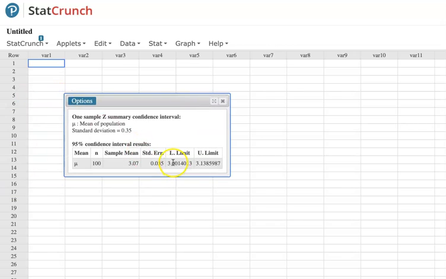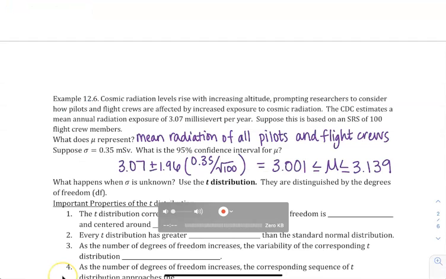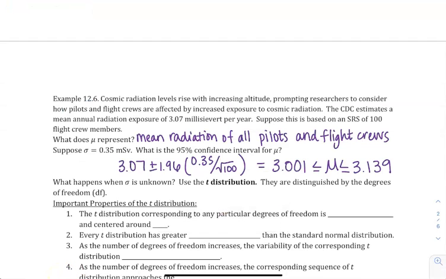Here we go. We have our lower limit and our upper limit, and so we are confident that the true value of the mean is somewhere between 3.001 and 3.139. Sometimes I write those as intervals, and sometimes I like to show where mu has to be between those two values, and so sometimes I actually prefer writing it as an inequality.